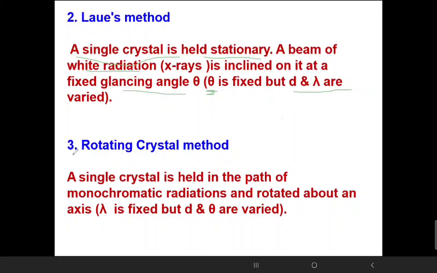Then the other one, the rotating crystal method. Here we are rotating the crystal, so theta varies, but we are using monochromatic light, so lambda is fixed. Of these three methods, we are going to study only the powder sample method.